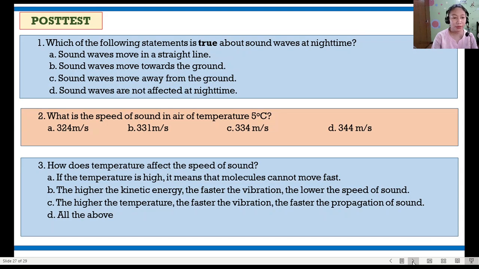Now, let's move now to post-test. Let me read to you. Which of the following statements is true about sound waves at nighttime? A. Sound waves move in a straight line. B. Sound waves move towards the ground. C. Sound waves move away from the ground. D. Sound waves are not affected at nighttime. Now choose the correct answer.